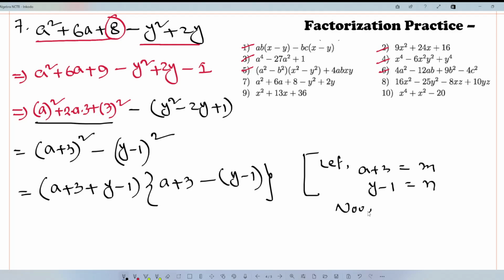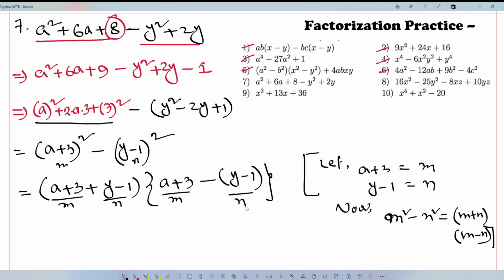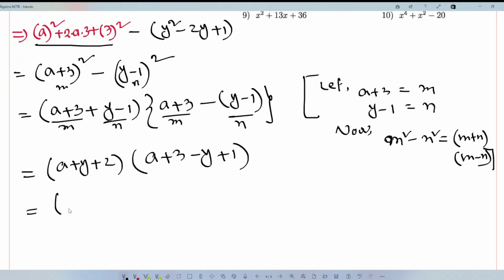Now, a² − b² equals (a + b)(a − b). So here m² − n² equals (m + n)(m − n). It is looking like m and n: this is m, this is n, this is m, this is n. Now a + y + 3 − 1 means a + y + 2, and here a + 3 − y − (−1)... it means a − y + 3 + 1, which is a − y + 4, and this is our answer.